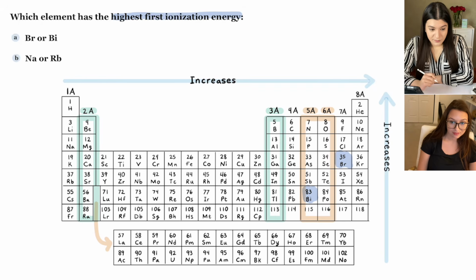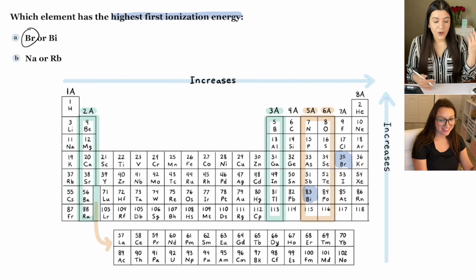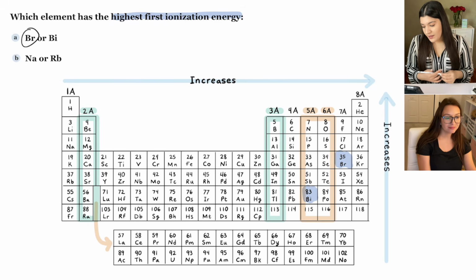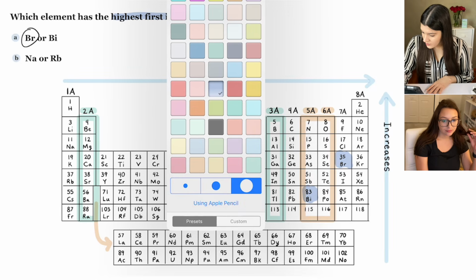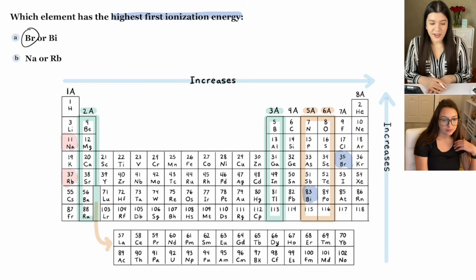Bromine? That's it. No tricks here, because it doesn't fall under the exceptions, right? We're not going from 5A to 6A, and we're not going from 2A to 3A. Right, okay. But now let's look at the next one. If I'm comparing sodium, which is here, and rubidium, which is here, which one would have the higher ionization energy? Sodium? That's it. No tricks here, okay?